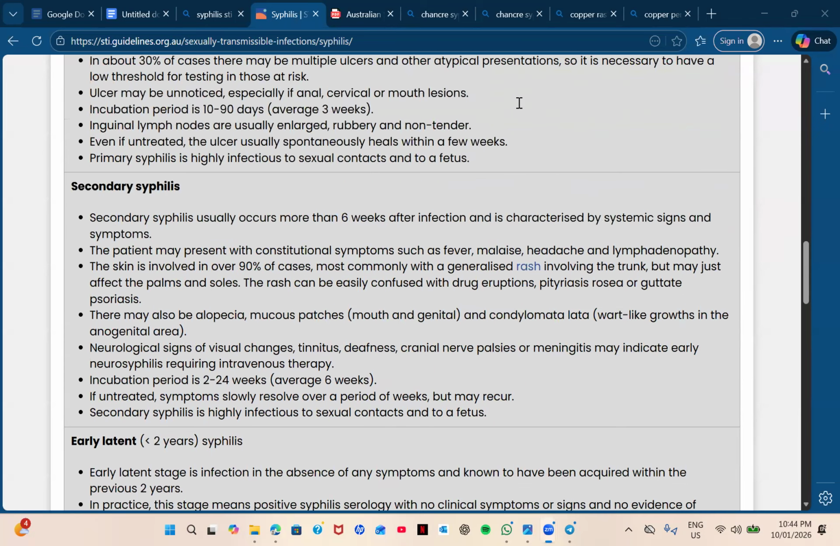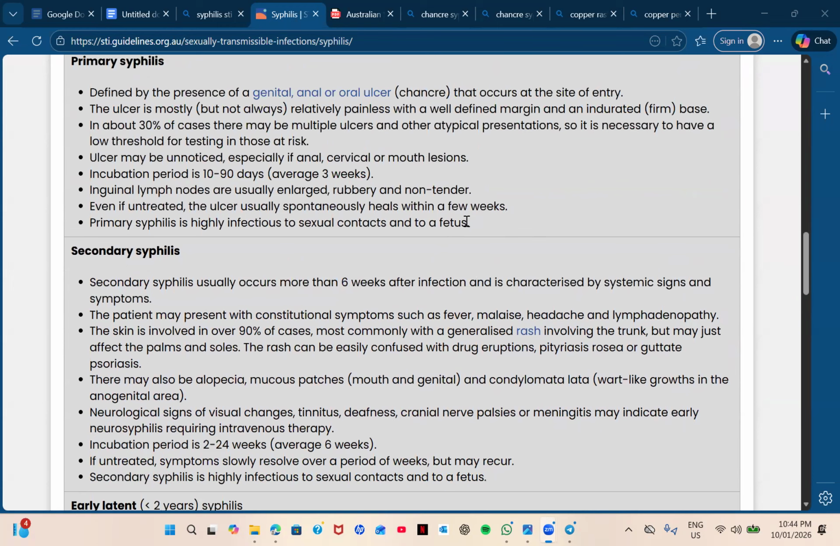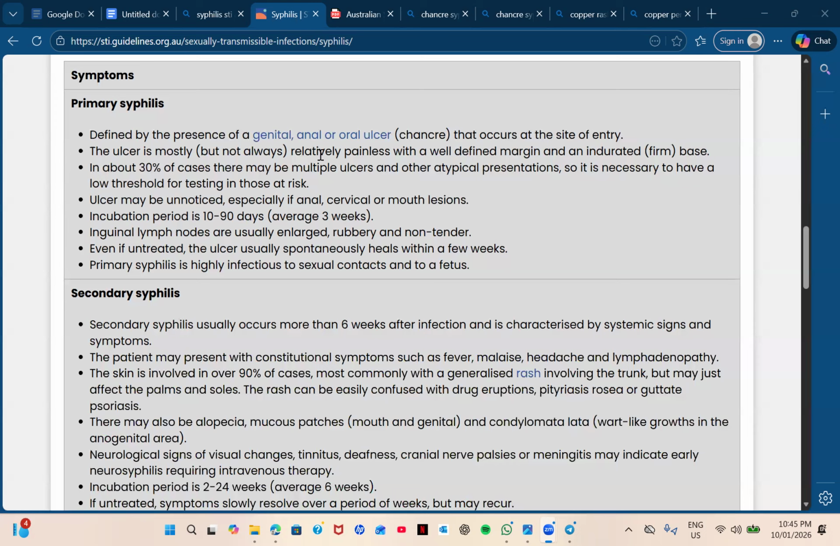Okay, so doctor, in primary syphilis, listen again carefully. What's the difference? One doctor has asked. Here we only have an oral, anal or genital ulcer called a chancre, and it has a well-defined margin and an indurated or firm base, and it is painless. The main symptom here is the chancre, and we can see lymphadenopathy as well: rubbery, non-tender inguinal lymphadenopathy. Usually in this phase, only the ulcer and lymphadenopathy can be seen.